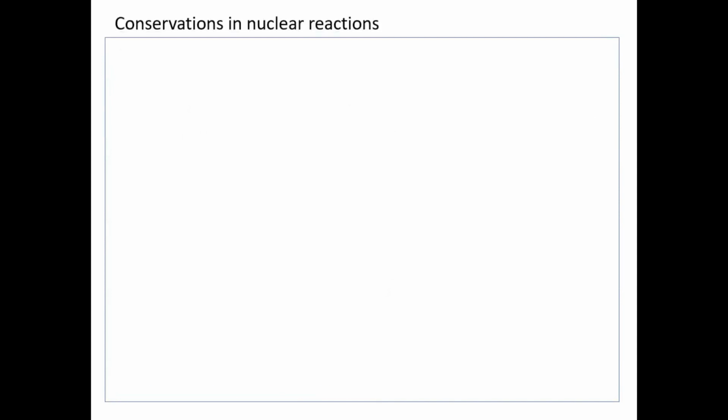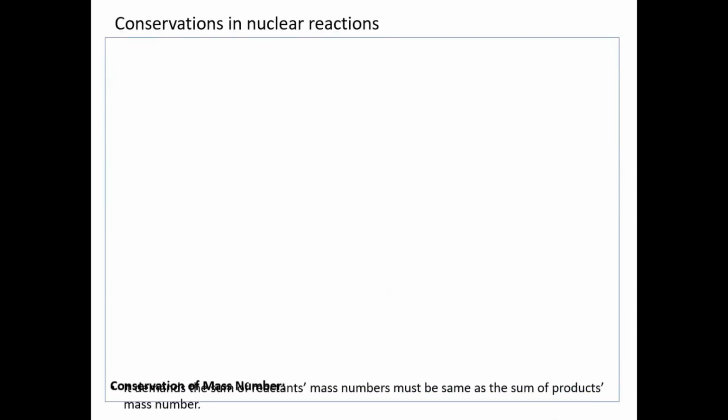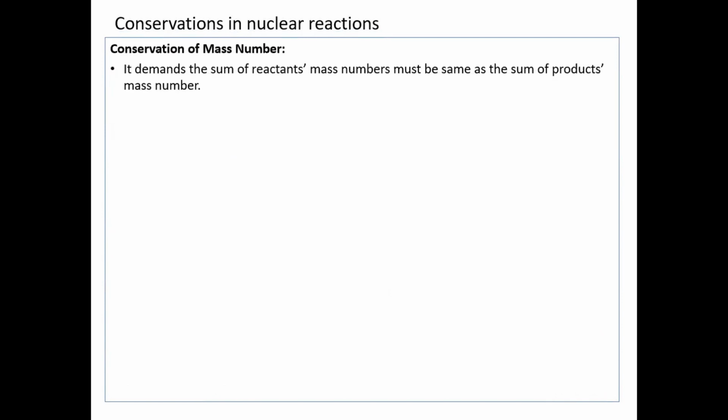In a nuclear reaction, there are several things that are conserved. If we go one by one, the first conservation is that of the mass number. The mass number is the total number of nucleons present in the nucleus. This number remains fixed. The sum of the reactants' mass numbers must equal the sum of the products' mass numbers. The original mass number and the final mass number remain the same.